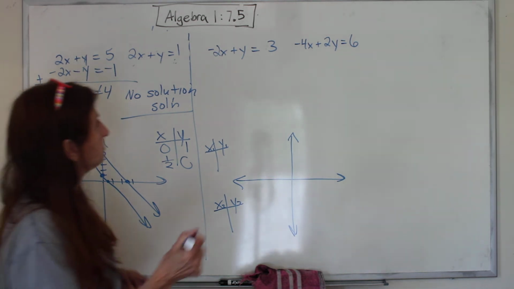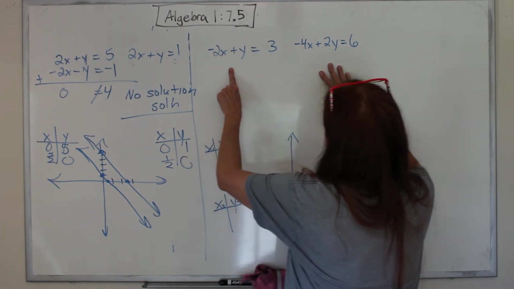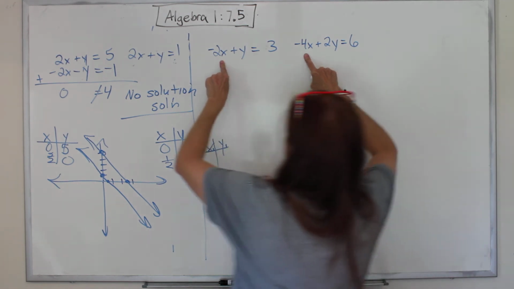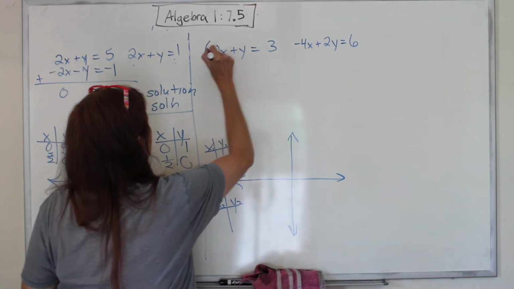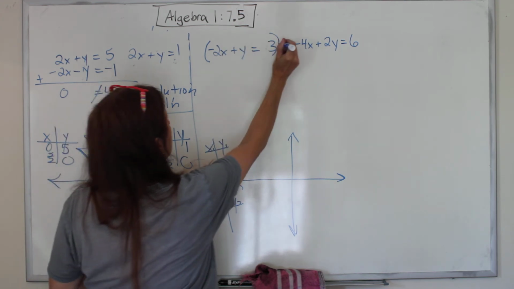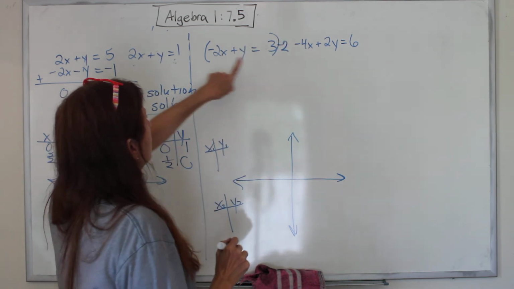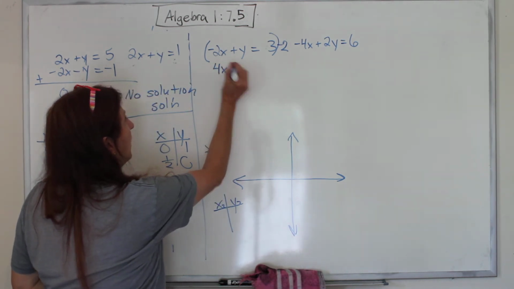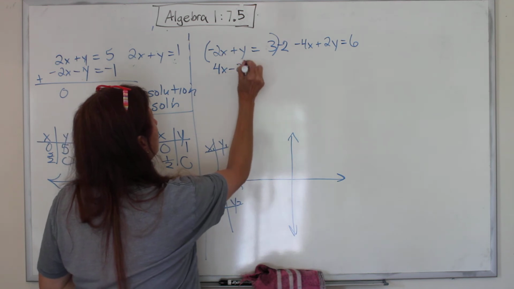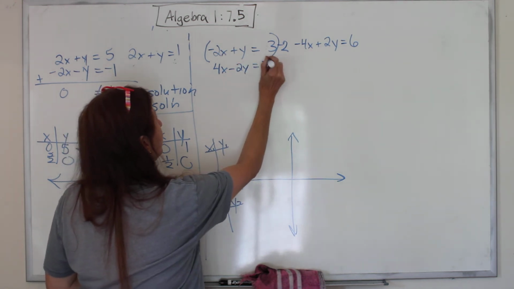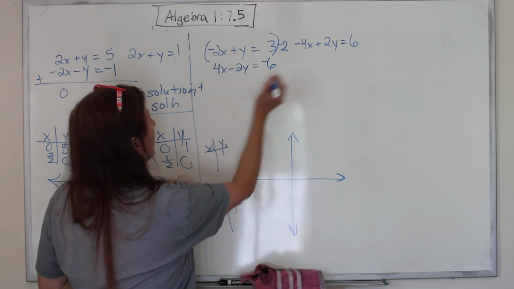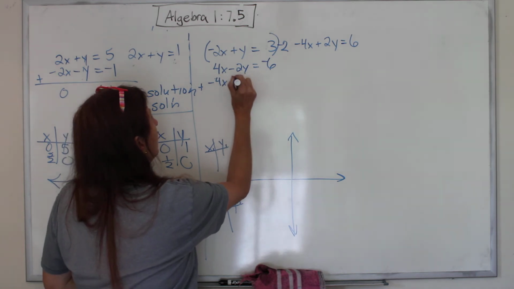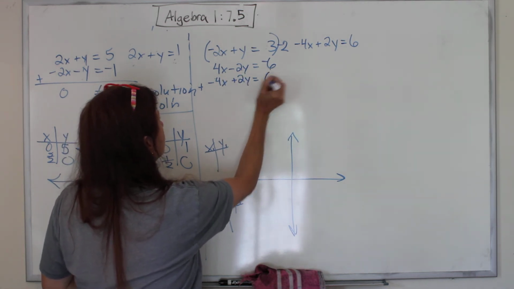Okay, let's do another one. How about these two? Well, they can be made equal and opposite real easy by multiplying this by 2, actually -2. Because that will make that 4x. So I'm going to multiply this by -2. So -2 times -2x is 4x. -2 times y makes it -2y, and -2 times 3 is -6. Now I put plus, and I put this under here, -4x plus 2y equals 6.